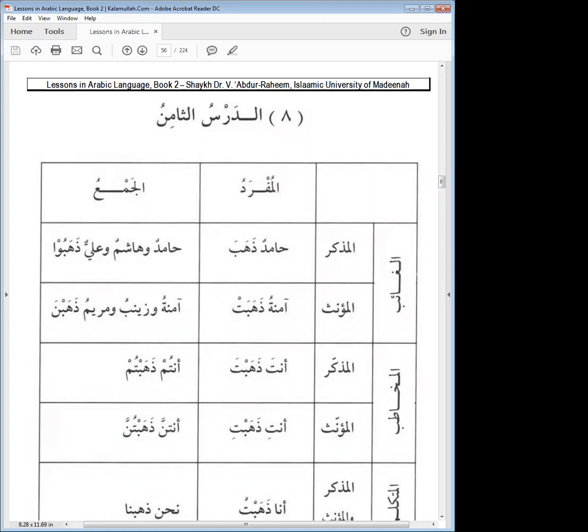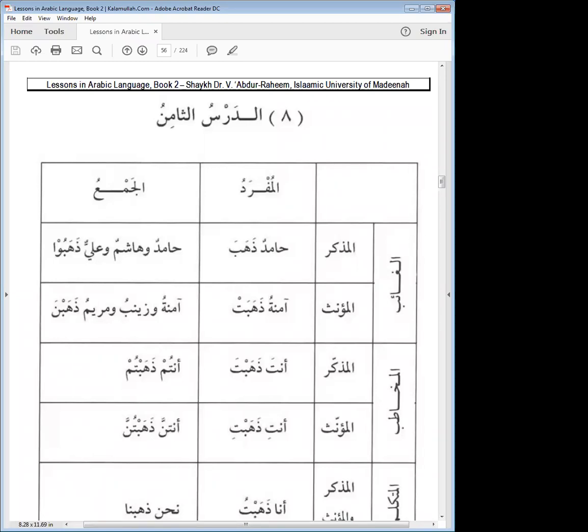However, when it comes to the command form, it's much shorter. Remember, you cannot command somebody in the third person, and you cannot command your own self. So you can only command the second person, and you only have the second person forms of the command form of the verb. You have nothing for third person and nothing for first person. That's the command form. We'll get to that later on, inshallah.